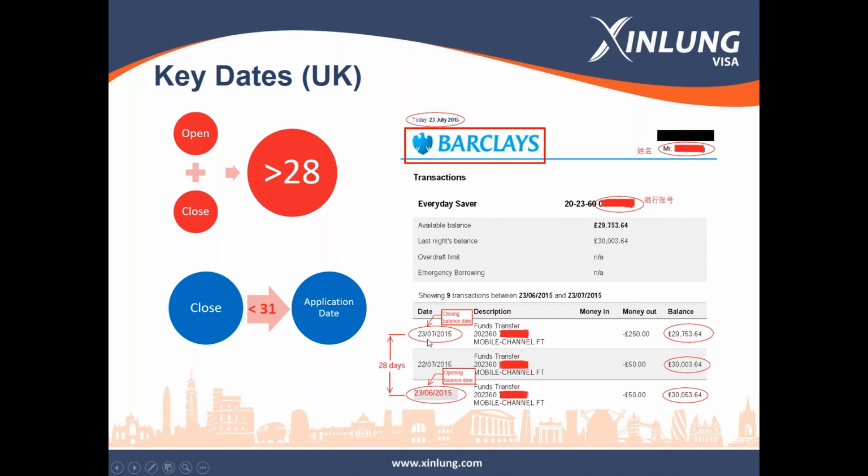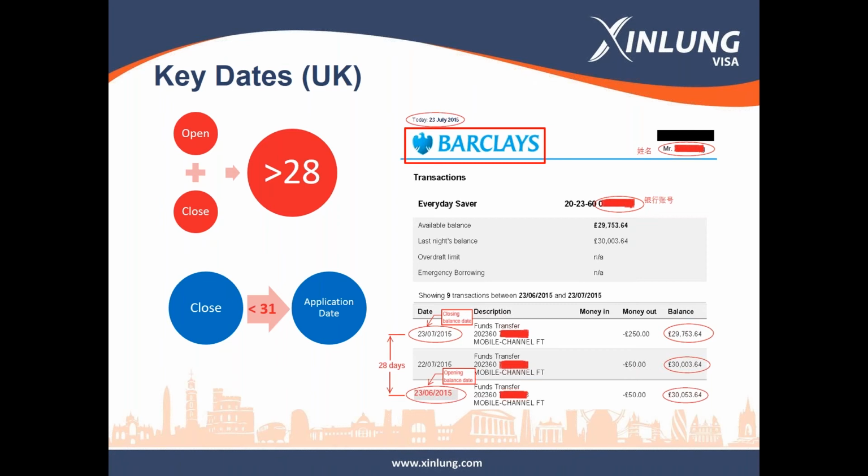So this is sufficient. Another date we need to pay a lot of attention to is, as we talked about, that the bank statement has to be fairly recent. It has to be within the 31 days of our application date. So how do we check that? We need to check the last balance date, which is the 23rd of July. If the student wants to use this bank statement for his visa application, he needs to submit his application by 22nd of August, within the 31 days.